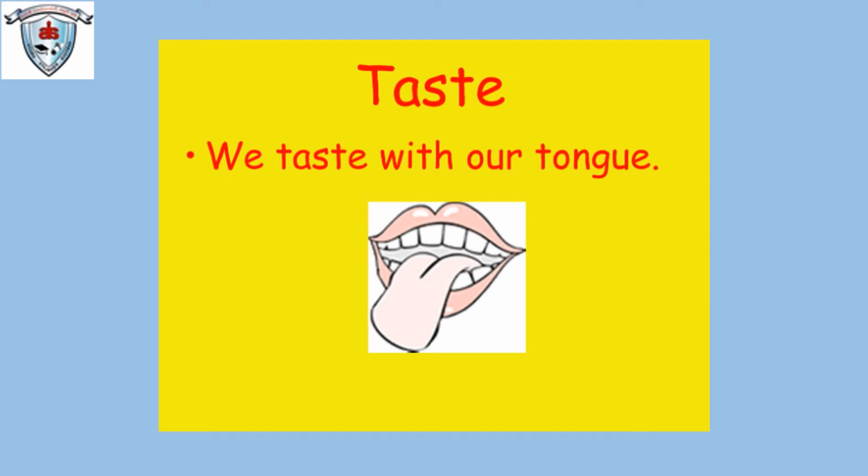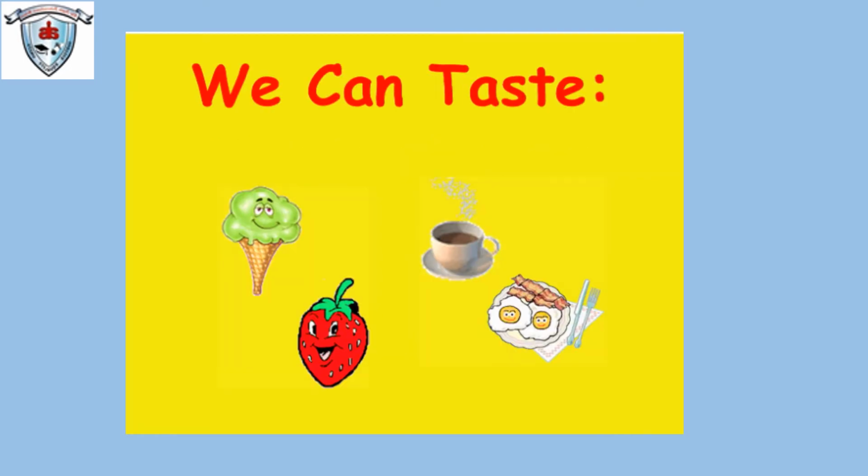Now, which part are we going to talk about now? Can you tell me? Yes, we are going to talk about our tongue. We taste with our tongue, right? We can taste things like ice cream, which is sweet, a cup of hot coffee, right? That is all again sweet. Then there is egg and there is sausage. They are salty, and there is strawberry. Sometimes it is sour and sometimes it is sweet, right? Some strawberries are sweet and some are sour, a tangy taste.